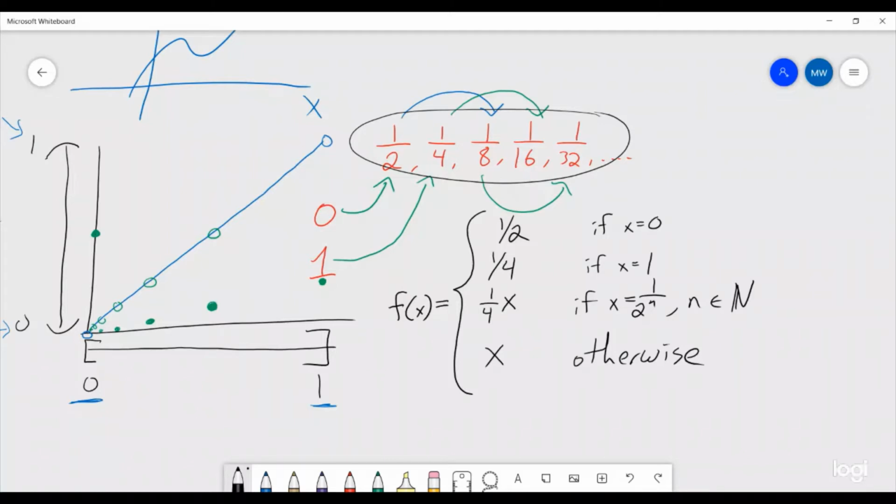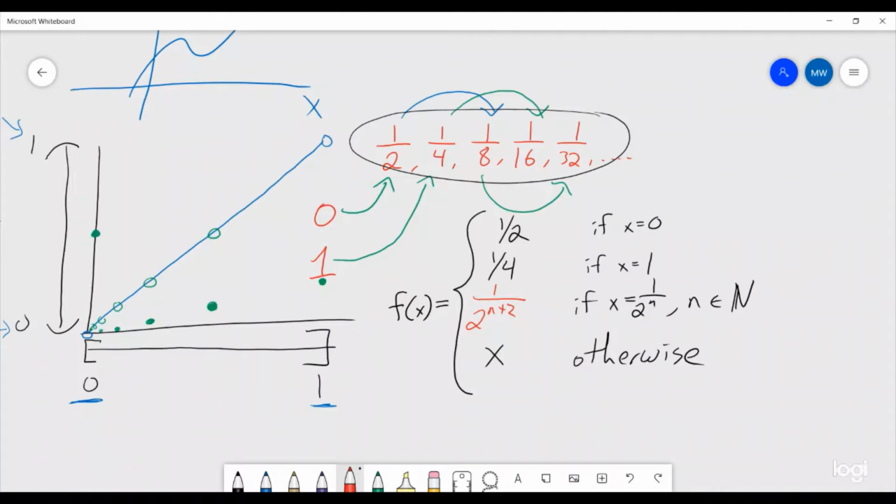Does that make sense? Would it also be correct to write 1 over 2 to the n plus 2? Yes, that would be a perfectly valid way of writing that one as well. So we could also write that term as 1 over 2 to the n plus 2. That would be another valid way of writing the same thing.